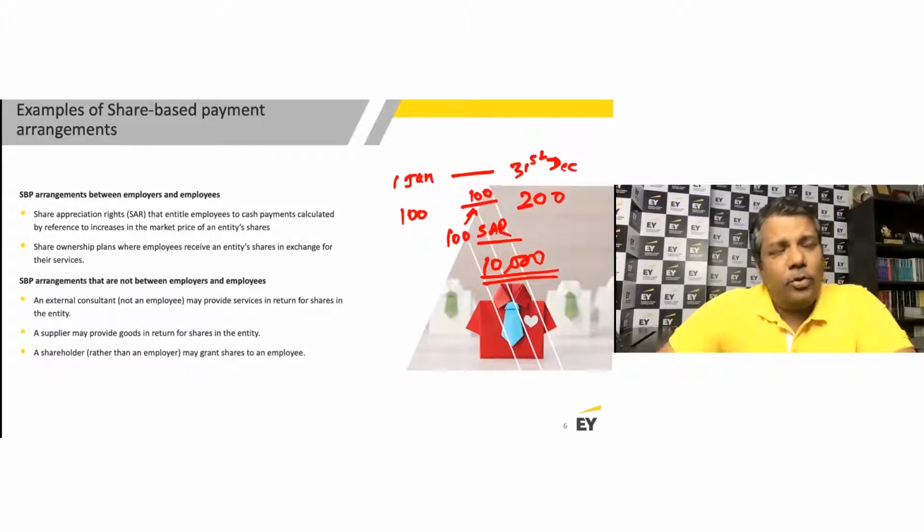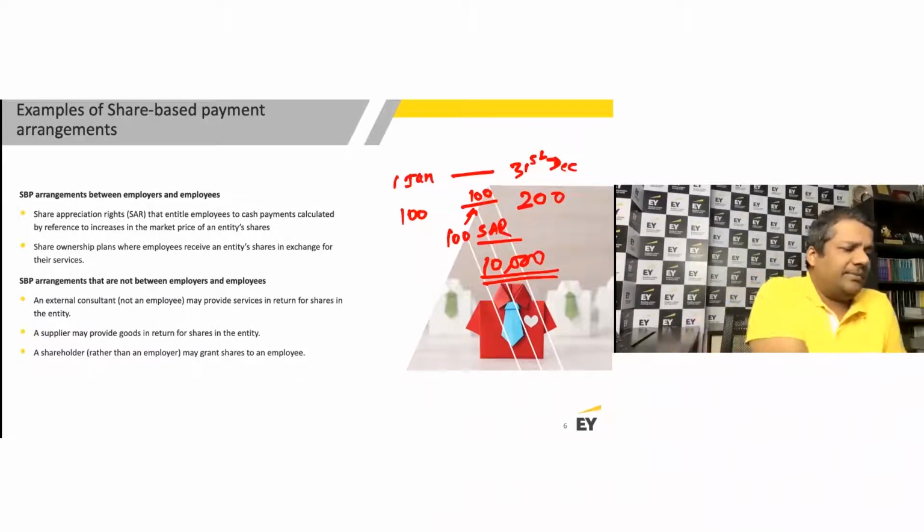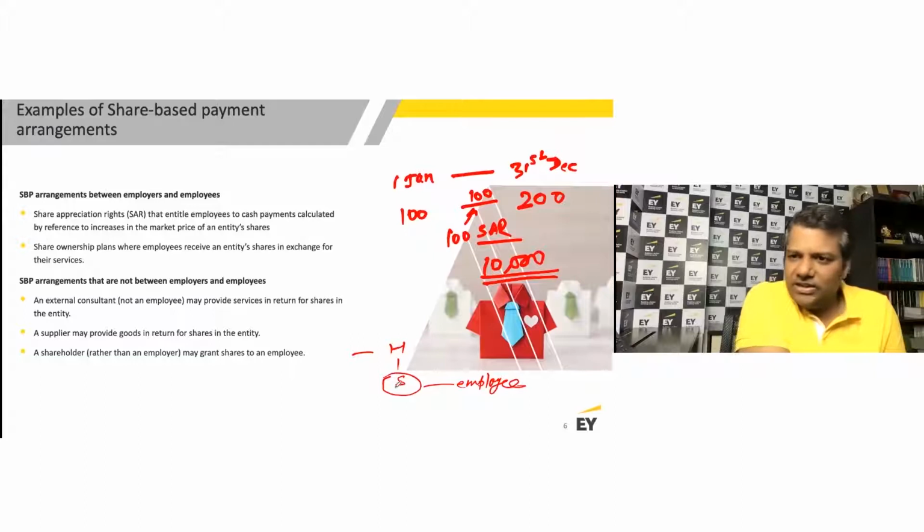What does this mean? It means that there's a holding company, and there's a subsidiary company. So essentially, if you are an employee of S, instead of receiving the shares of S, you are given the shares of H. So H is the shareholder. The shareholder is giving its own stock to the employee of the subsidiary.